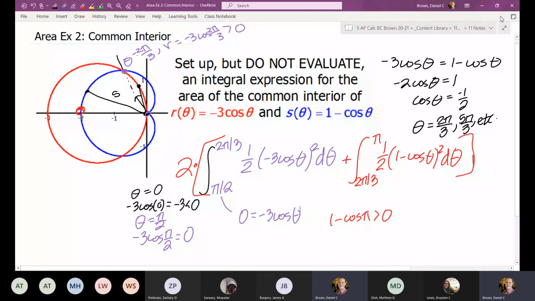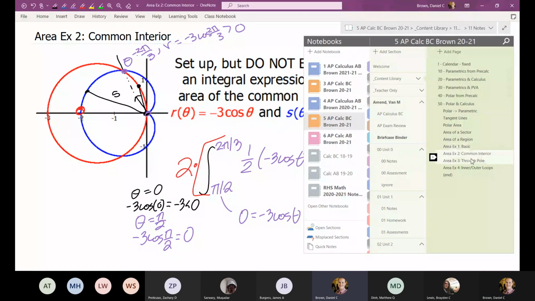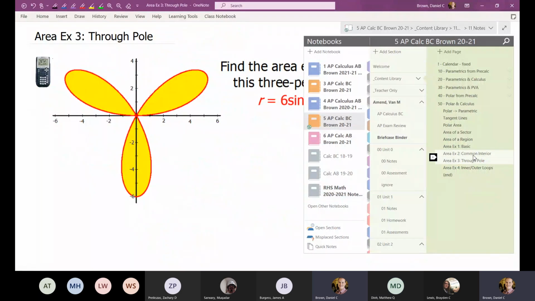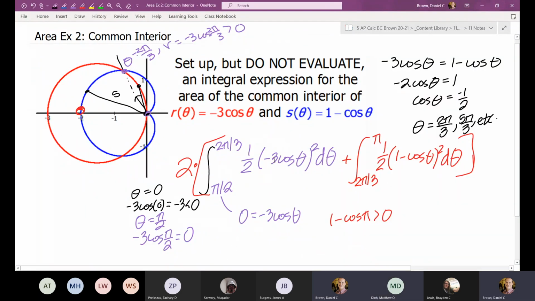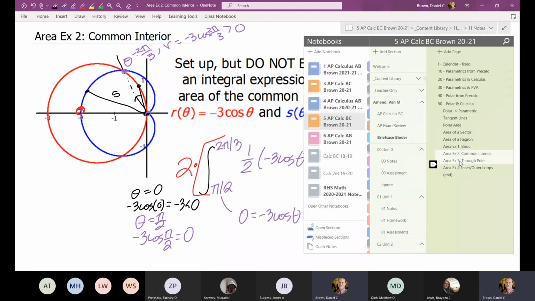Let's try this third one and see how we do. Mr. Brown, Den, is it okay if it goes from negative to 0 then? Yes, as long as it's non-negative the whole time or non-positive the whole time. As long as it's not switching from negative to positive, you're good.